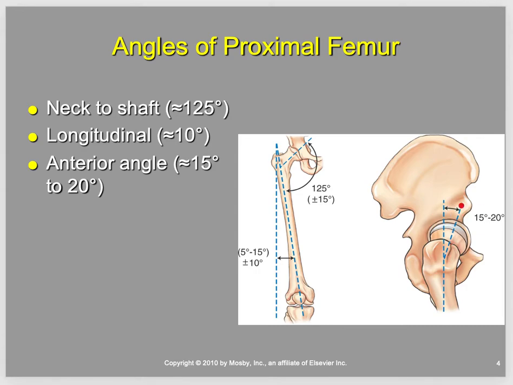and the wing of the ala there. So neck to the shaft is 125 degrees. Longitudinal is approximately 10 degrees. And then an anterior angle, this anterior angle is about 15 to 20 degrees.